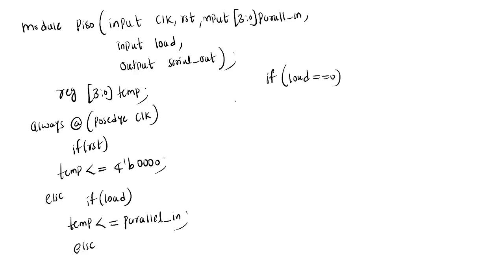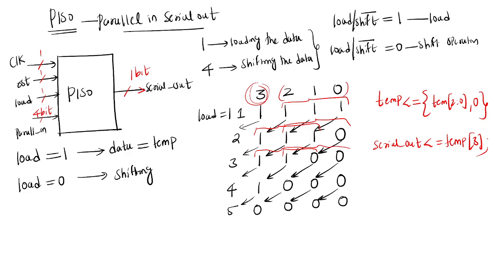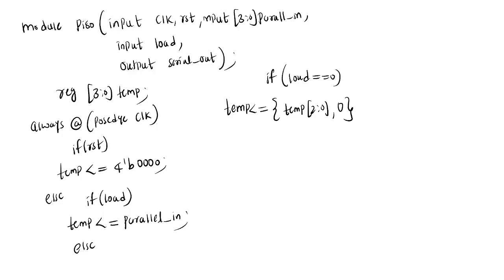When load equal to 0, temp is non-blocking with, and I am using the concatenation operator, temp[2:0], 0. From the left-hand side, initially I told you the logic, no? So temp equals temp[2:0], 0, every time that will be copied. End. And after that I am using an assign statement.